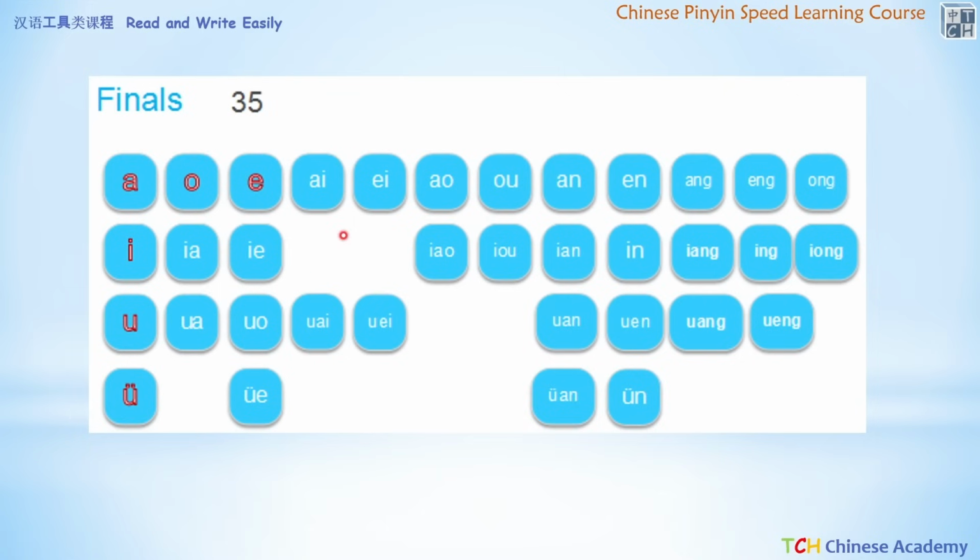Don't be scared. Actually, there are 6 very basic finals. They are a, o, e, i, u, ü. You might have found that these vowels are combinations of either of them.